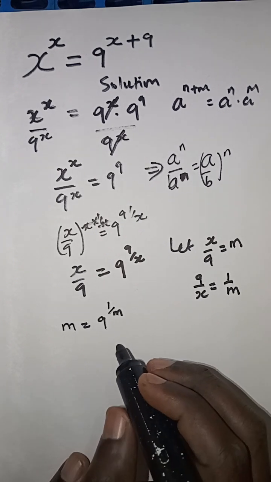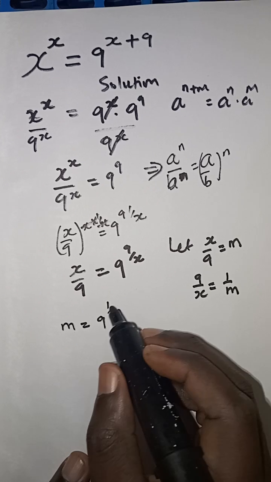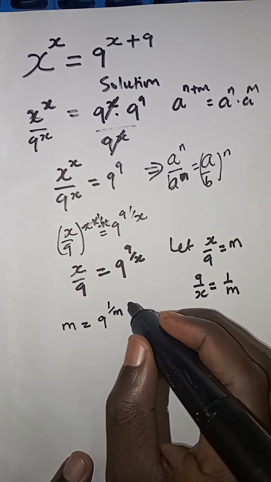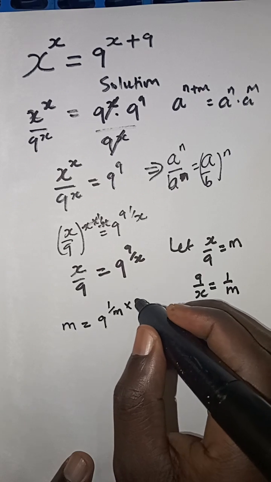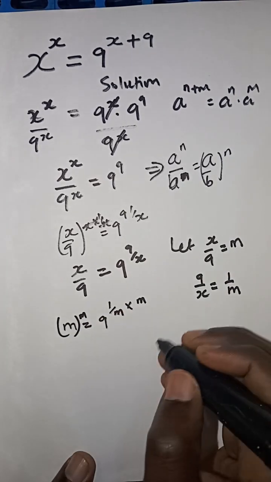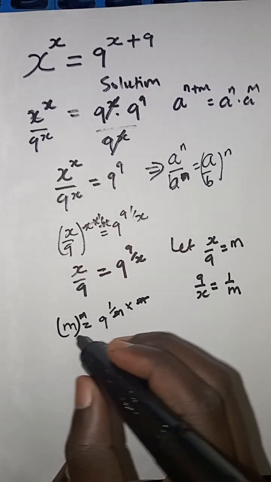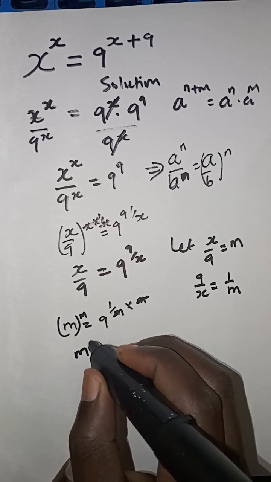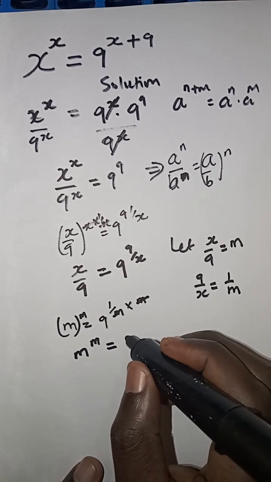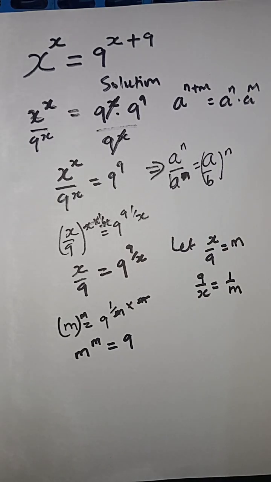Next step, I'm going to take this power 1 over m to this side by pre-multiplying by m. On this side, I'll also multiply the power by m, so that this and this cancels, and then I'm going to end up with m raised to power m should now be equal to 9. Nice.